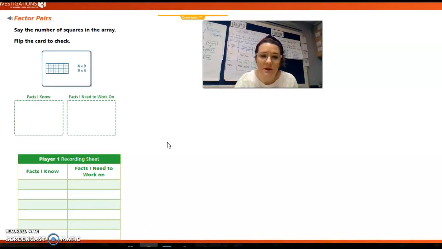This uses our array cards, and you're just recording facts that you know and then facts that you need to work on. Remember, those facts that you know are ones that you can use your strategies quickly. I always tell my students if they can get it in 5 seconds or less, then that's a fact that you know at this point in the year. If you need a little bit more time and you're not in that 5 to 10 second range, then that may be a fact that you need to continue to work on strategies to get that fact quickly.